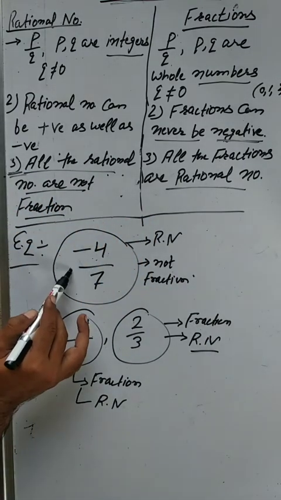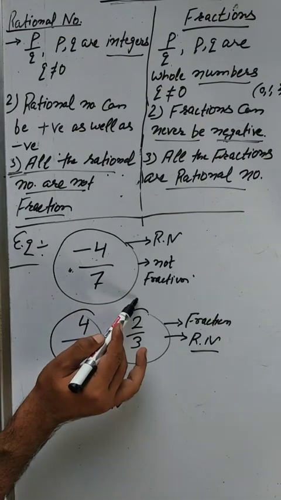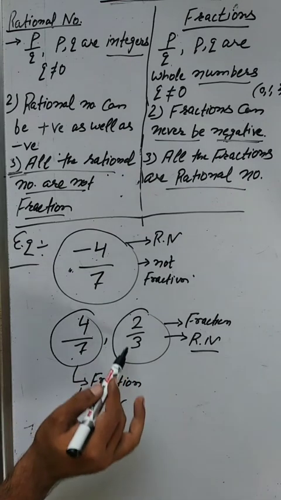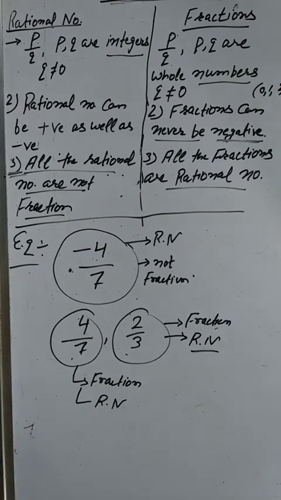Like this is a rational number, minus 4/7. It is a rational number, it's not a fraction. But if I write 4/7, 2/3, they are fractions as well as rational numbers. Clear beta?